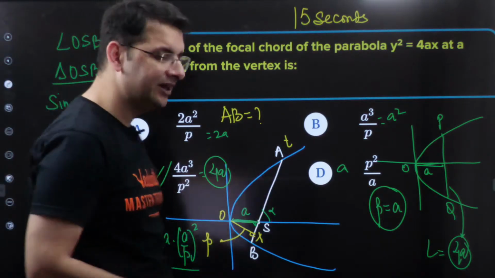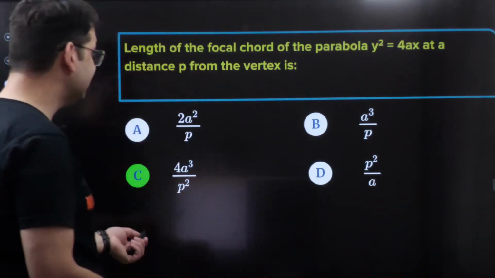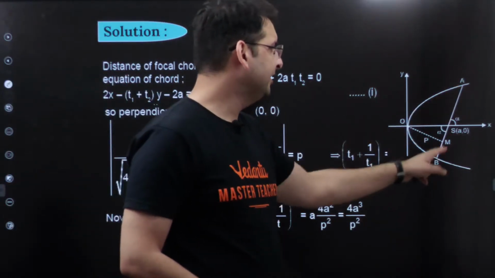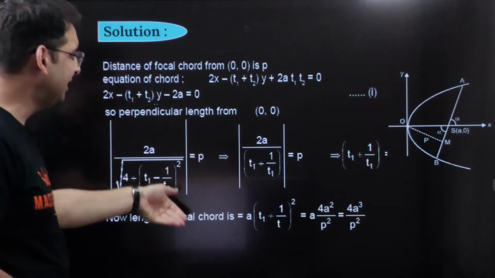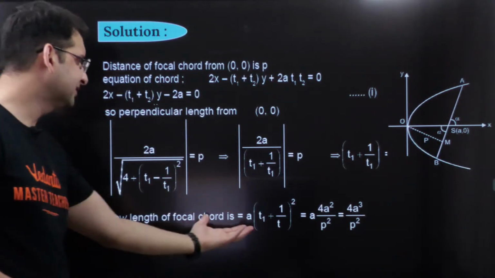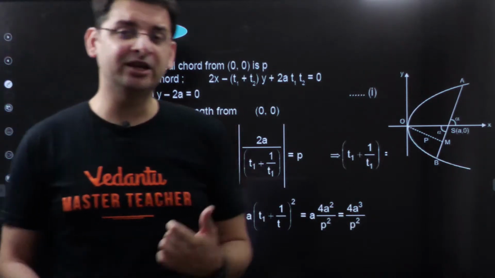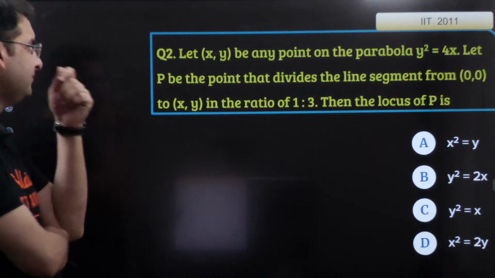This was another way of doing it. The third way was the standard way. Let's say this is T1, this is T2, and we know that T1 into T2 is -1. You write the equation, you find the perpendicular again. In this, you put back the value of T plus 1 by T. But this is going to take a lot of time. Got it? All right, next.